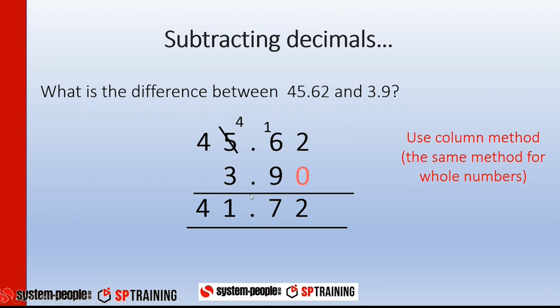We've got our decimal point. 4 take away 3 is 1, and 4 take away nothing is 4. So the difference between these two numbers, 45.62 and 3.9, is 41.72. So remember, get your decimal points in a line, one under the other, and make sure that every column is in line with each other.